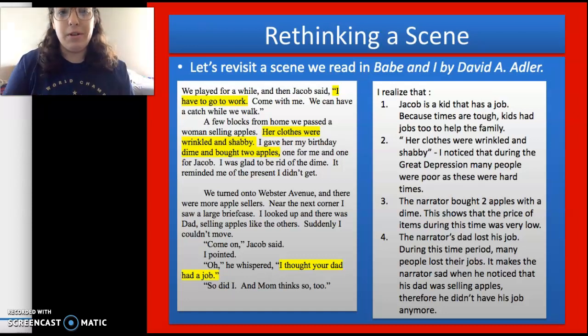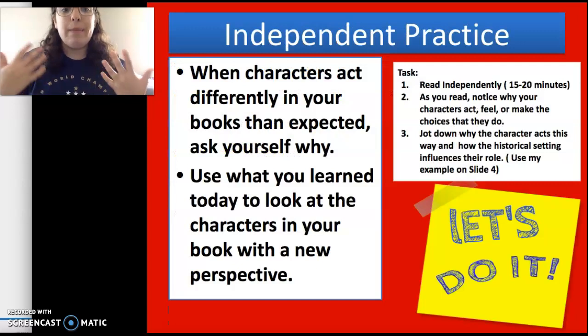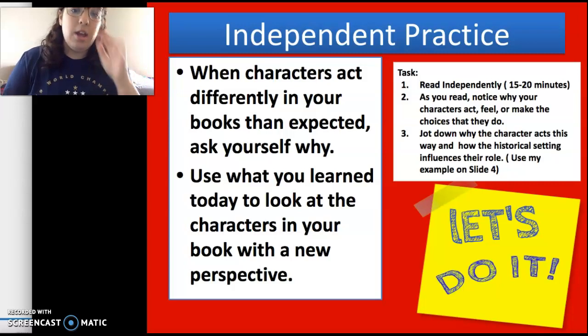So that's what you guys are going to do today. So in your own historical fiction books, you're going to read a little bit more. You're going to read 15 to 20 minutes of your book, and you're going to think about some of the questions that we thought about with The Babe and I. You're going to think about why your character is acting some way, and when your character acts differently or in an unexpected way, stop and think to yourself, why are they doing that?